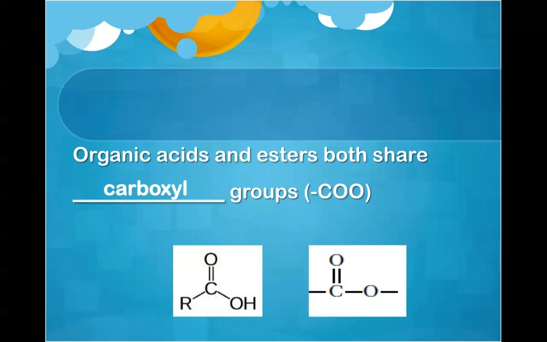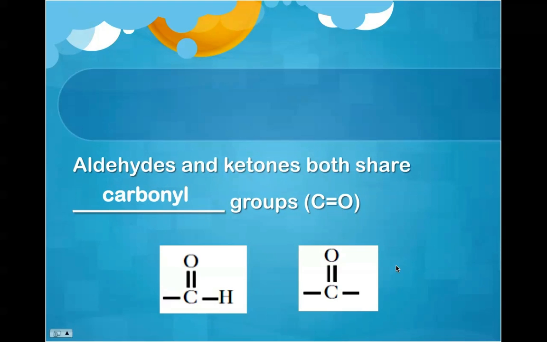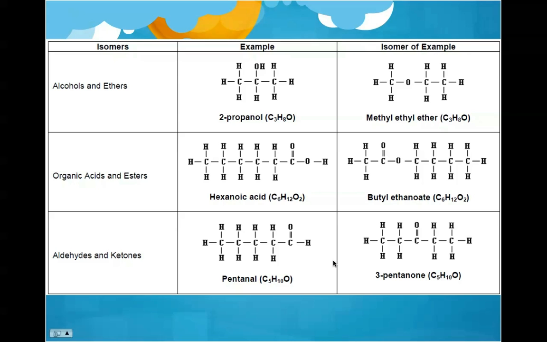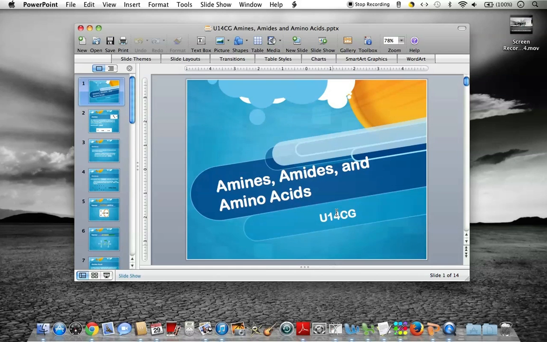Organic acids and esters both share a carboxyl group, so that carbon with a double bonded oxygen and a single bonded oxygen, both organic acids and esters have them. And then aldehydes and ketones both share a carbonyl group, where carbon has a double bonded oxygen. Okay, so here's just an example of some of the isomers we're going to be working with. So in our functional group lab, you're going to be taking a look and kind of picking out some different isomers. So consider these different pairings that we just spoke of. And you are all set.